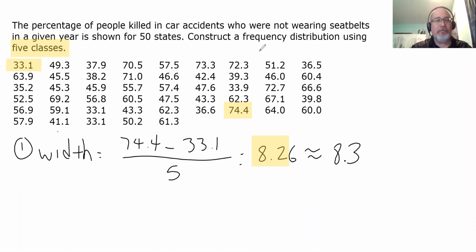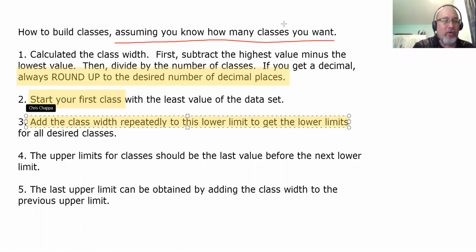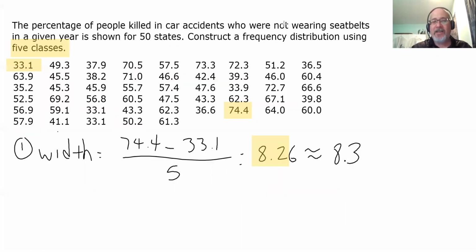Our next move is to start the first class with the least value, and then add the class width repeatedly to get lower limits for all desired classes. So at this point, we're going to open up every single class using a class width of 8.3. Let's go ahead and start drawing our table.